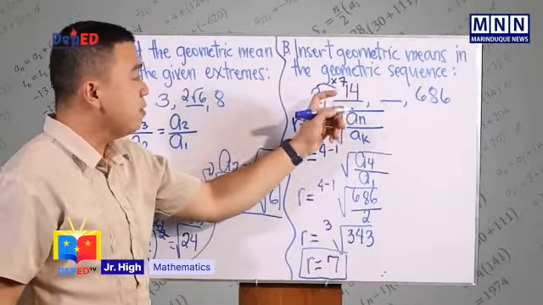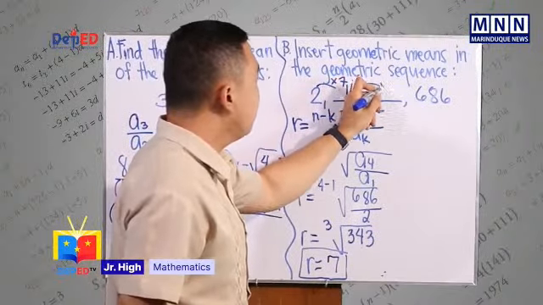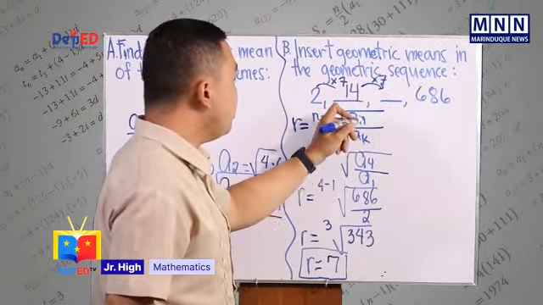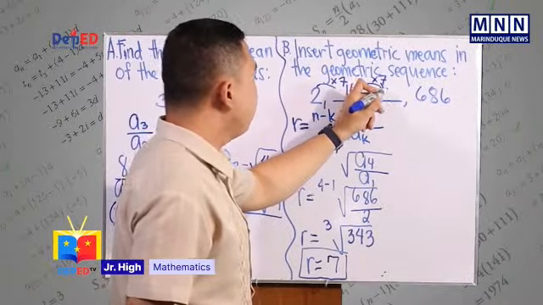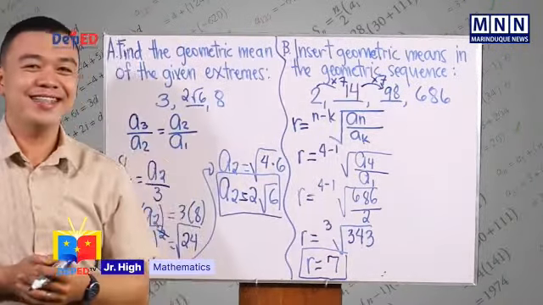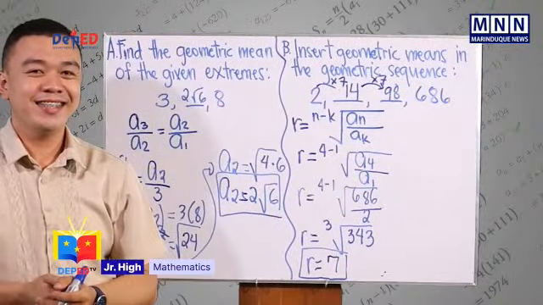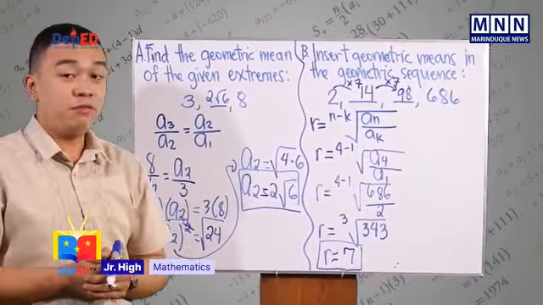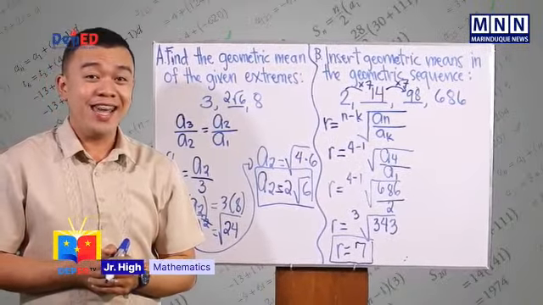So 14 times 7 will give us 98. So the geometric means of the sequence are 14 and 98.